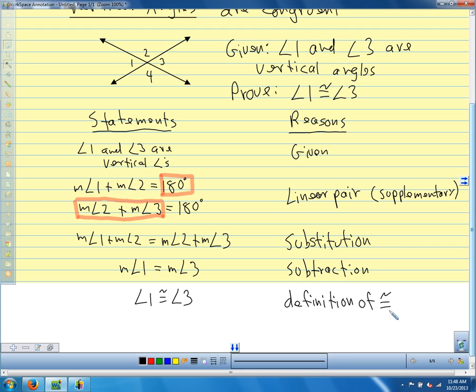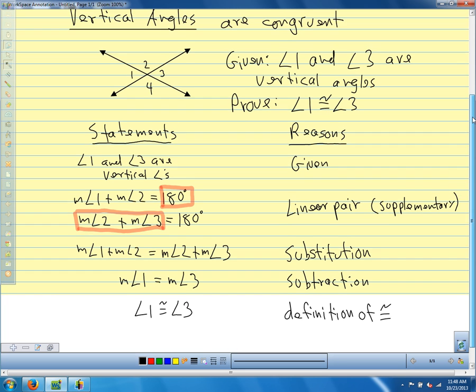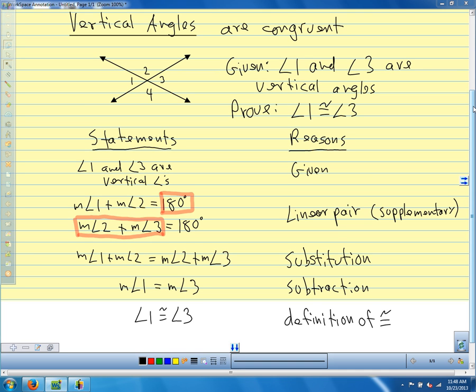So now we've proved that vertical angles are congruent, just with a few steps. So not a complicated proof. So now we can say that we've proved our theorem. And our reasons were some properties. So now we have this nice theorem that we're going to use a lot in this class.